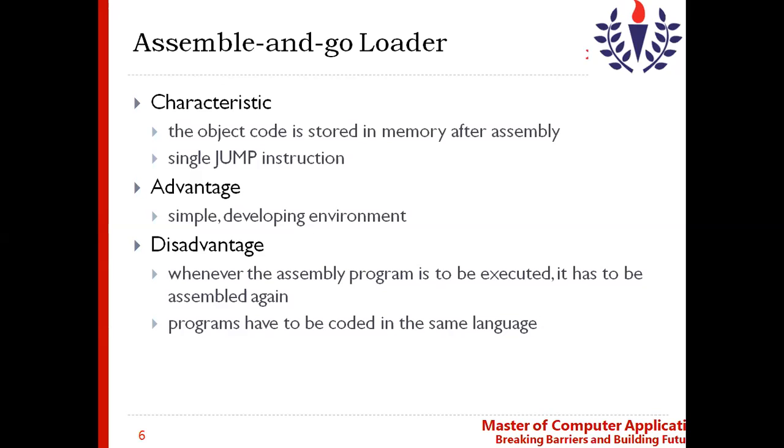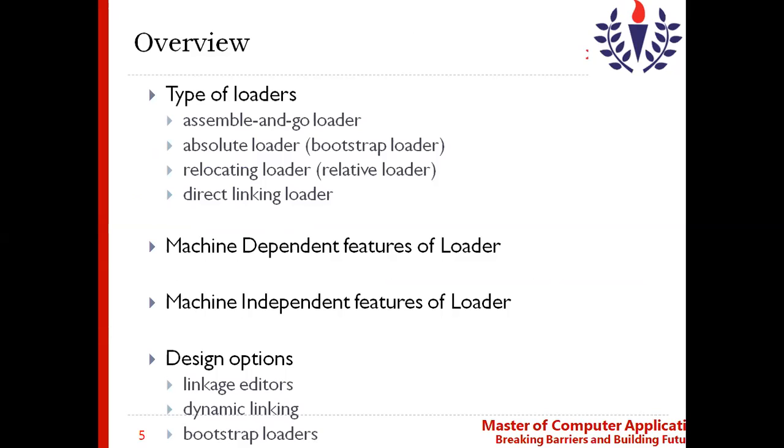Let me go with the first type of loader. There are different types of loader. We can see from this slide: assemble and go loader, absolute loader, and a part of the absolute loader would be the bootstrap loader, then the linking loader and direct linking loaders. These are the different types. We'll see one by one what these types are and how they work. What is the algorithm for these loaders? How do the linking process and loading process happen in the loader? That's exactly what we're going to discuss in these types.